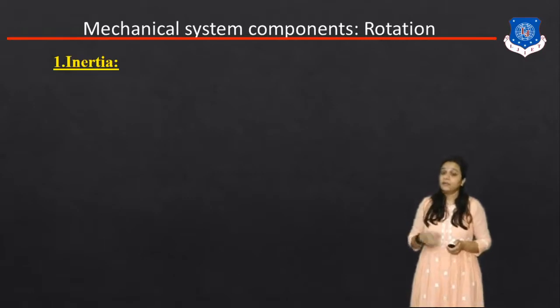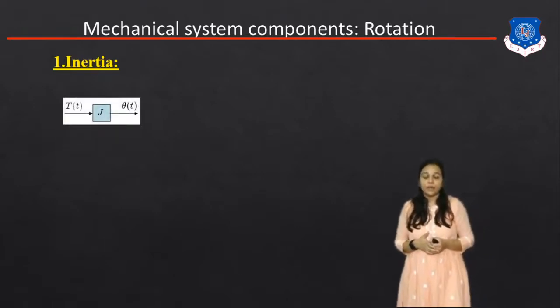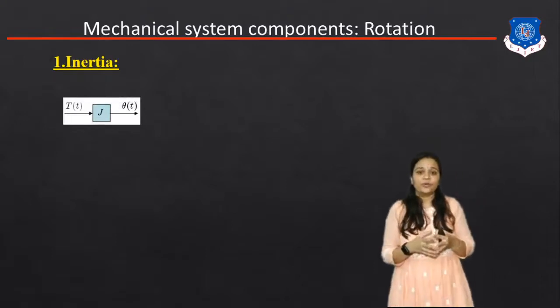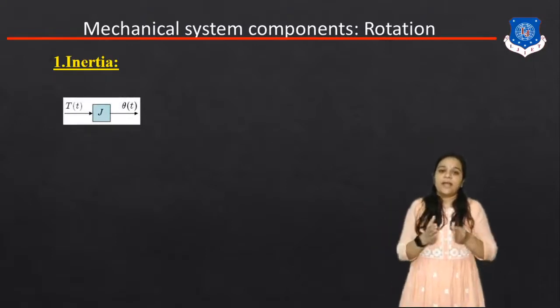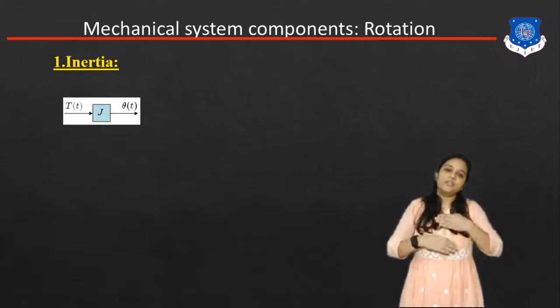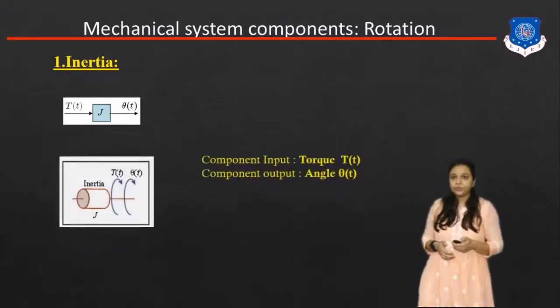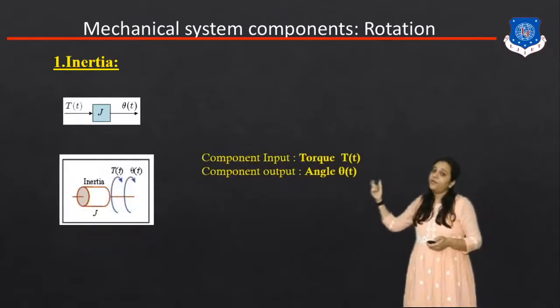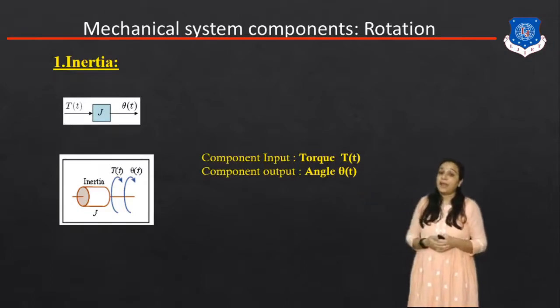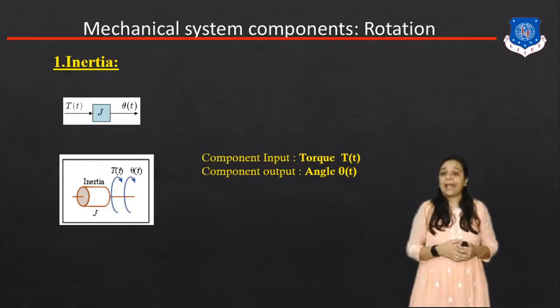In rotation, there are three things. The first one is the inertia. In the translation motion, whenever force is applied, there is displacement. In the rotational motion, the object will be rotated, so there will be torque. So the input component will be torque and the output component will be the angle. We can get the output in the form of the angle.